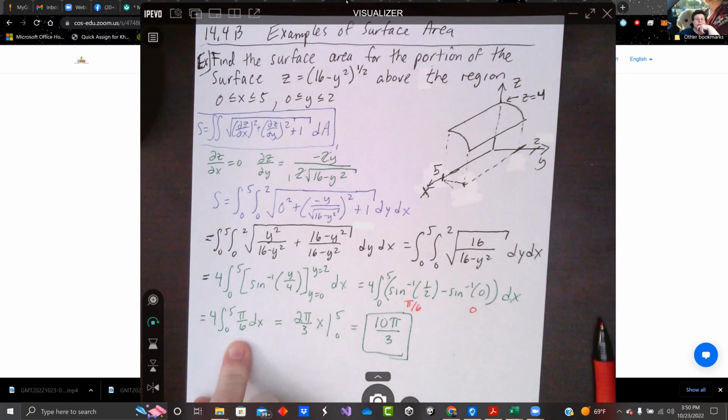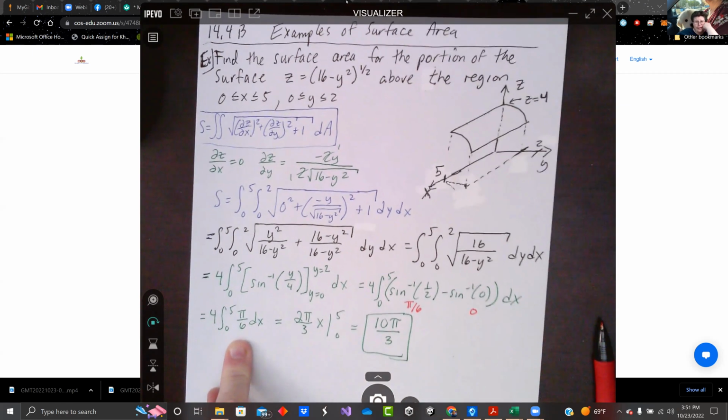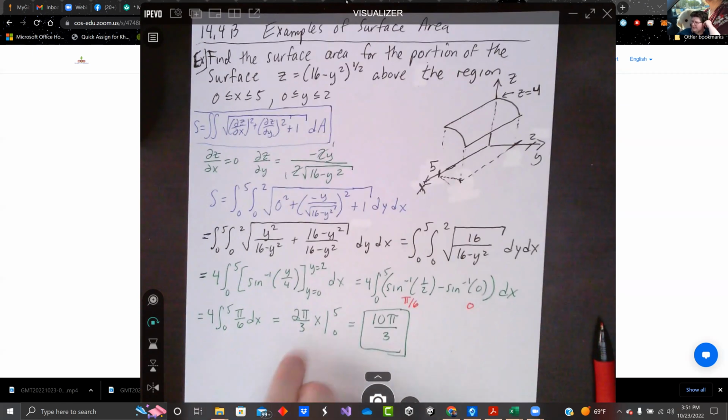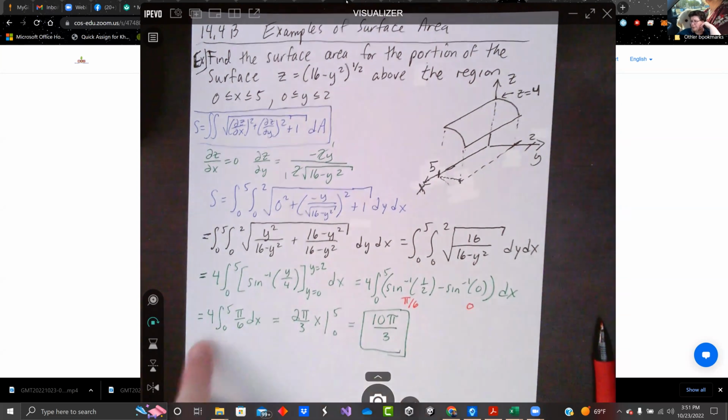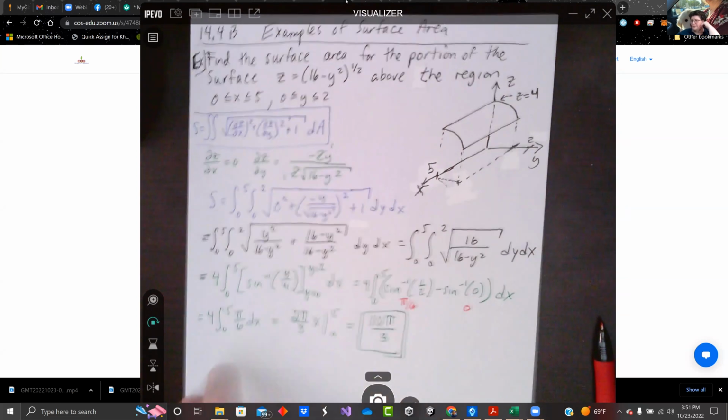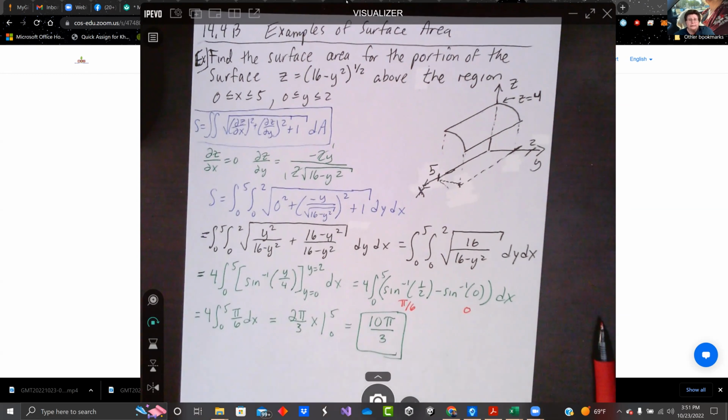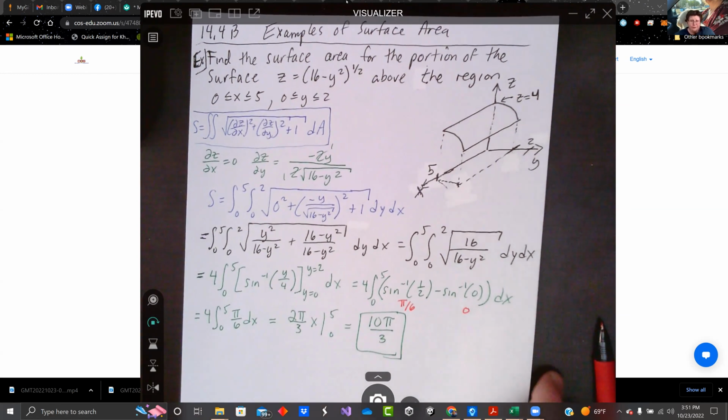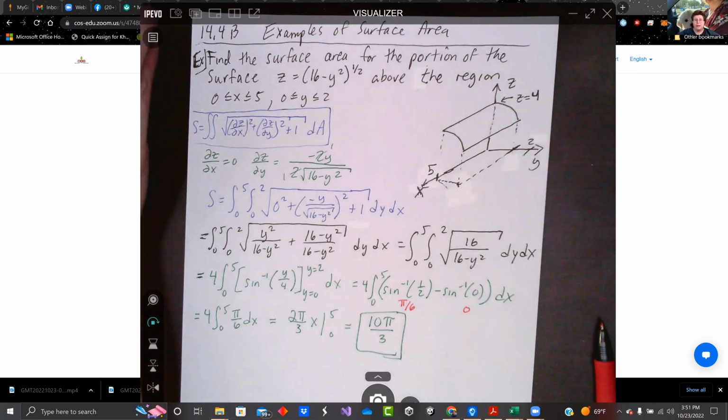That's our integral. We're integrating that from 0 to 5. We get a pi over 6 times x. And I multiplied the 4 times it. So 4 pi over 6 reduces to 2 pi over 3. Evaluating from 0 to 5, we get 10 pi over 3. That's it. It's pretty straightforward.